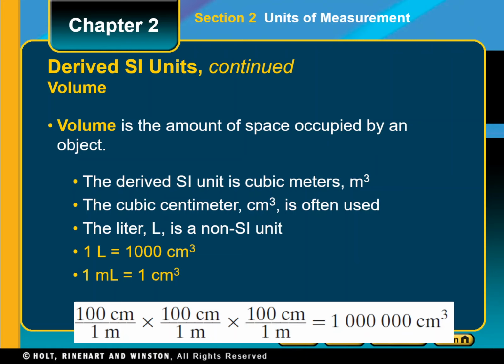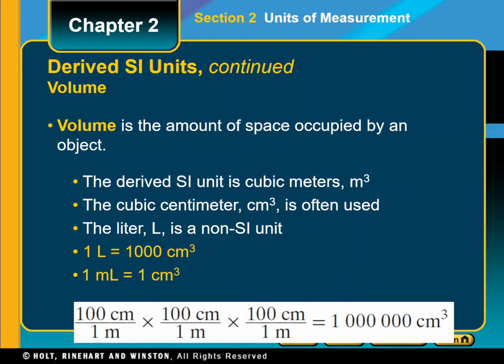When chemists measure the volumes of liquids and gases, they often use a non-SI unit called the liter. The liter, which is represented by a capital L, is equivalent to 1 cubic decimeter. Because there are 10 centimeters in a decimeter, a cube whose sides are 1 decimeter long has a volume of 10 centimeters times 10 centimeters times 10 centimeters, or 1,000 centimeters cubed. Thus, 1 liter is also equivalent to 1,000 cubic centimeters.